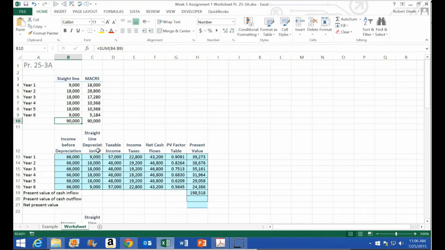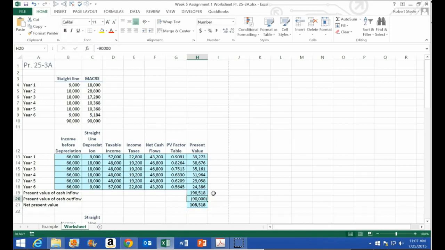So the cash went out in year 1. So there's no present value needed there. How much cash went out? 90,000 down here. 90,000 is how much went out. Therefore, this minus or plus this.